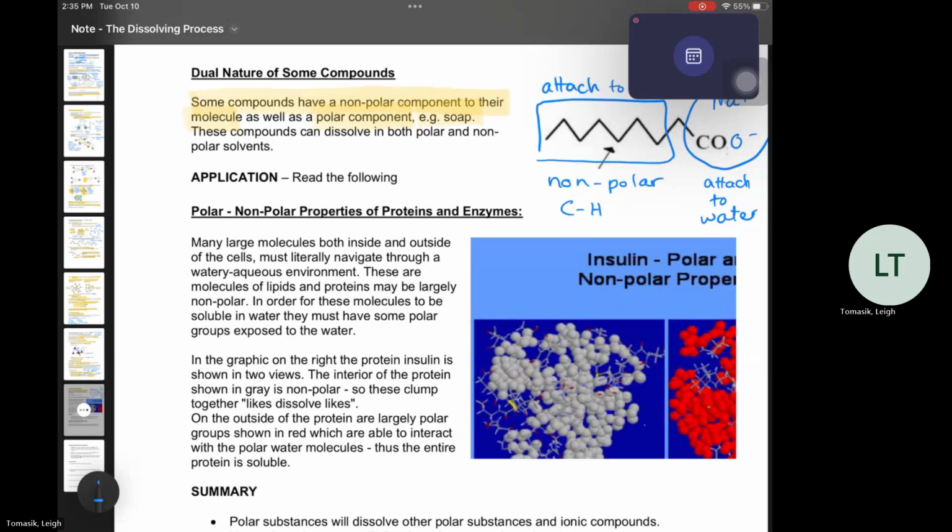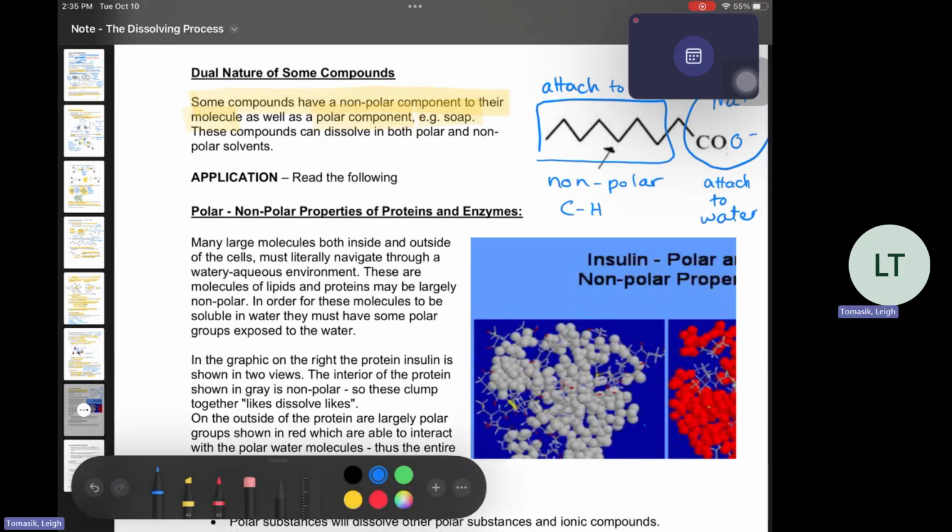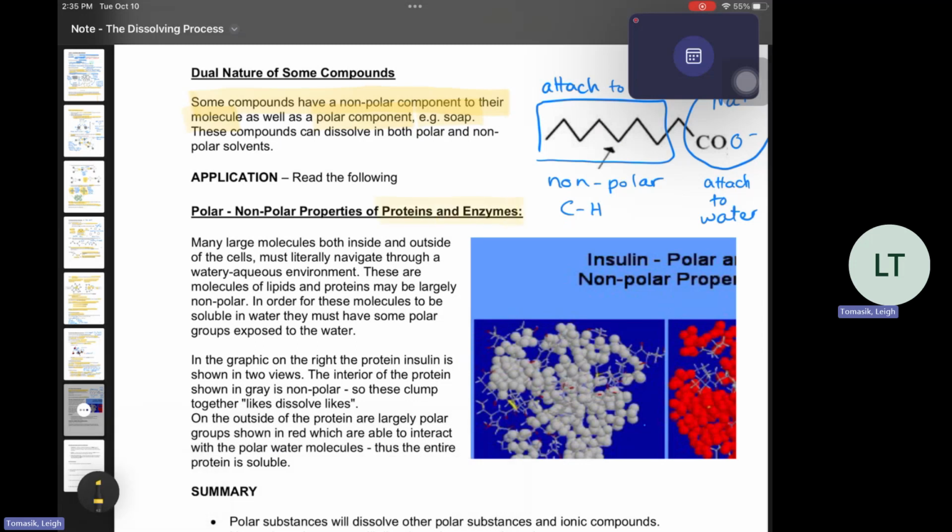With chemistry. Another application of this are proteins and enzymes. So some proteins we make in our body are water soluble and some are not.